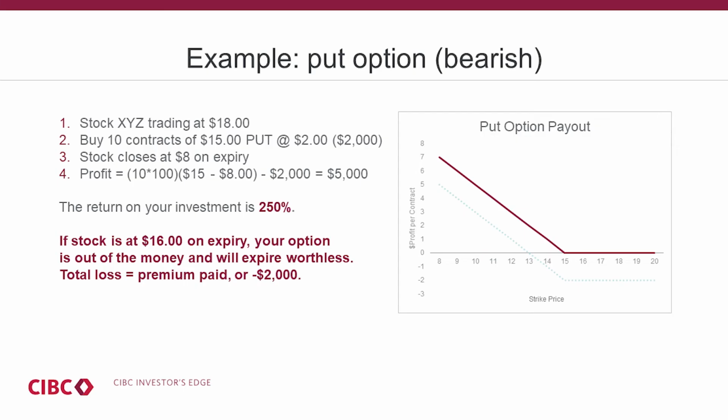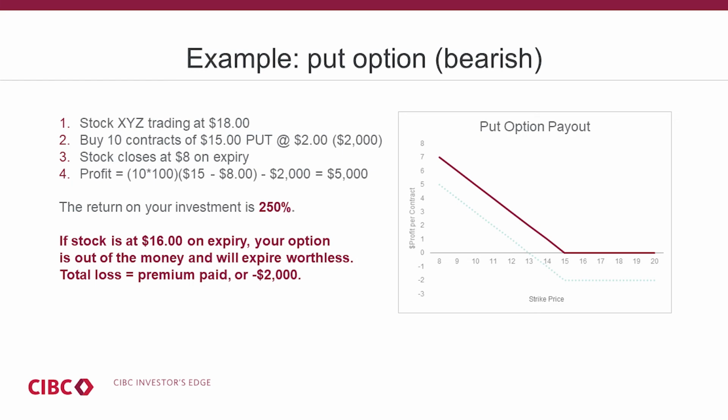So now that we've talked about calls, let's illustrate a put option, which you would purchase if you have a bearish view on our particular company or you would like to buy insurance on some of your existing portfolio holdings. Here we have XYZ trading at $18. We buy 10 contracts of the $15 put for $2 per contract. If the stock closes at $8 on expiry, it would be $7 in the money, so our profit would be $5 per contract, or $5,000.